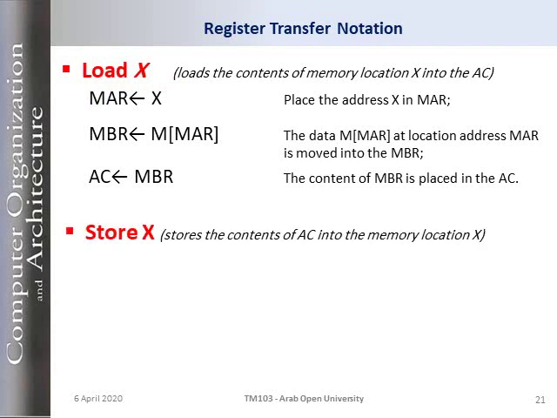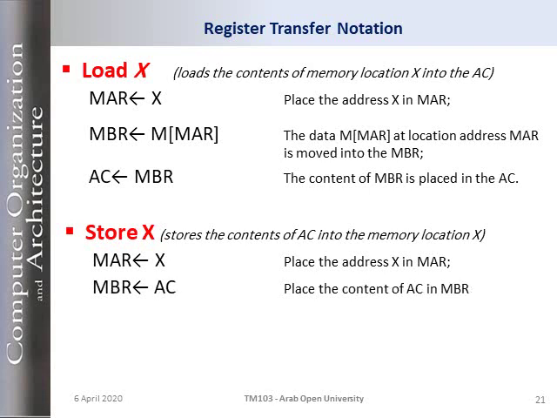What about the store X? It's something similar, but in reverse. Store X means get the value from the accumulator and store it in memory at location X. So first, again, we need to place address X in the memory address register, because we want to store in that memory address.